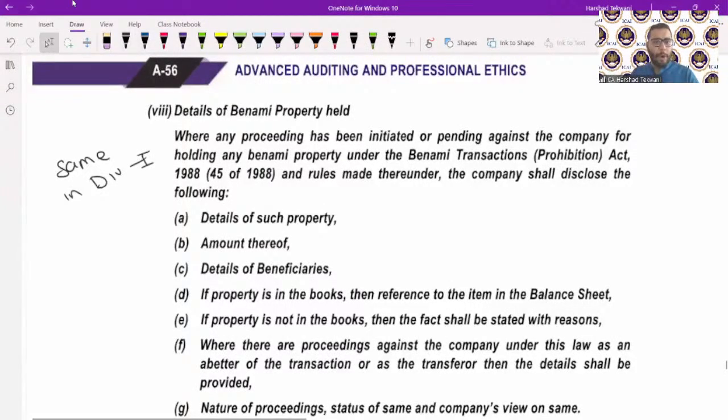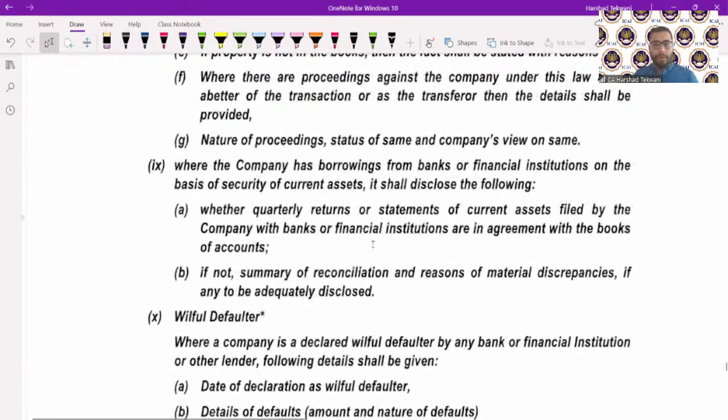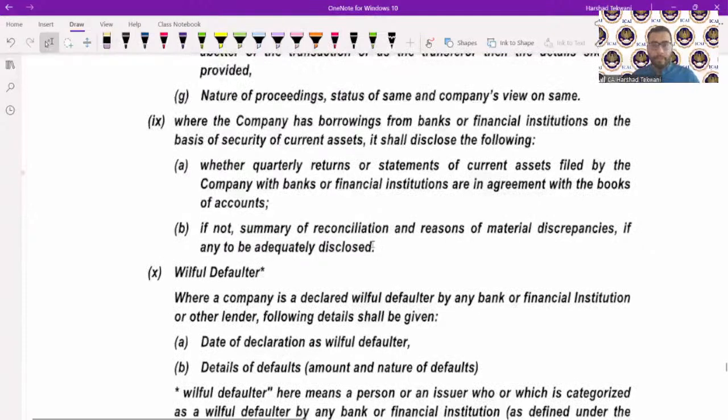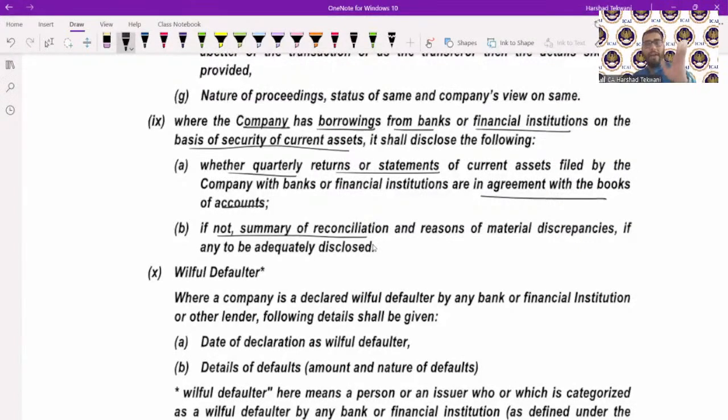So the same Benami property that we discussed in division 1, there is no change. Now, the second is whether the company has borrowings from banks and financial institutions on the basis of security of current assets. If yes, then whether the quarterly returns and statements are in agreement with the books of account. If no, then a summary of reconciliation. We have also discussed this in division 1. Same, there is no change.